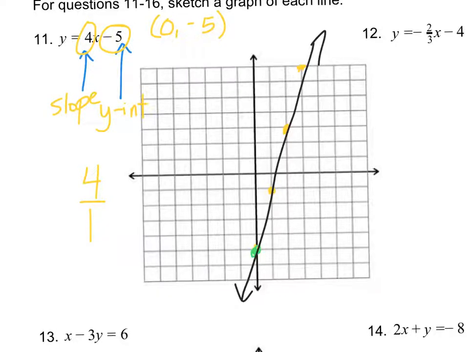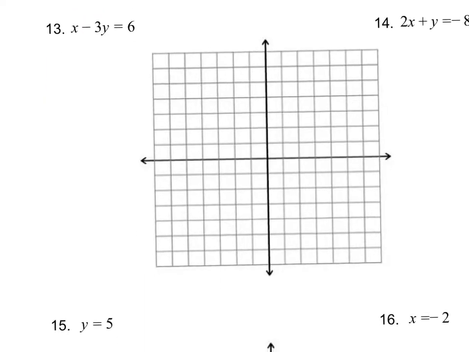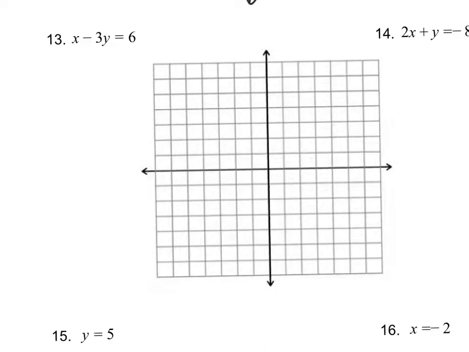If it is not in slope-intercept form, for instance, number 13, you could change the form into slope-intercept form. And so I could do a little algebra and just move the x term over this side by subtracting x. Then I could divide everything in the equation by -3. And then it would be in slope-intercept form, and I could graph it just the same way that I did number 11. Or, if I didn't do it that way, I could choose to find x and y intercepts.